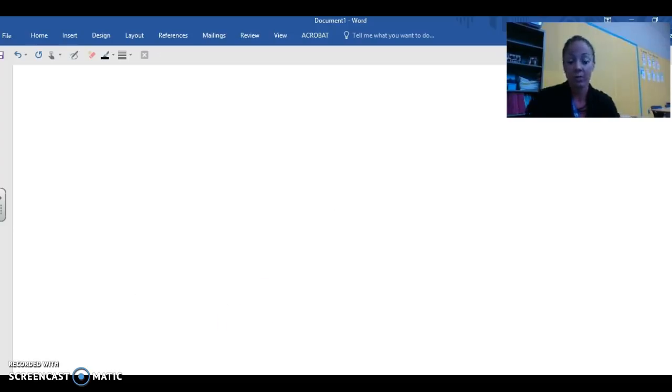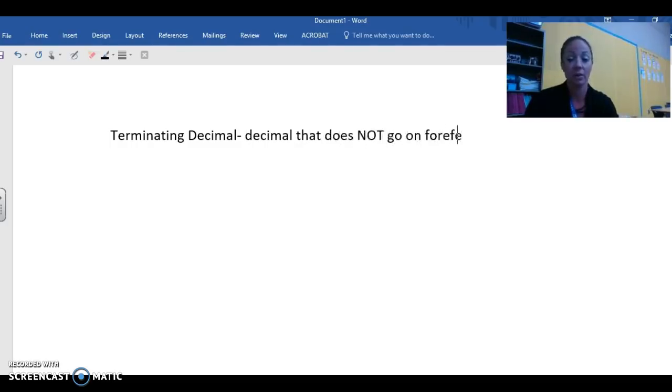Our next vocabulary word that you need to get in your notes is terminating decimal. What the heck is that? It is a decimal that does not go on forever. You'll see the difference here soon. A terminating decimal ends at some point. Remember to hit pause so that you can get all of this information in your notes.